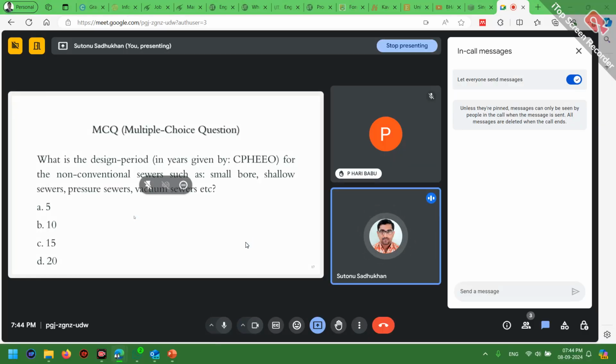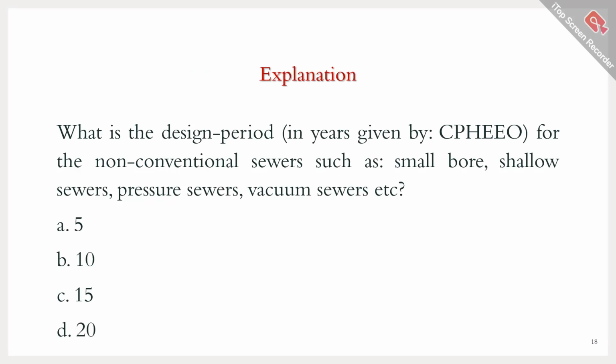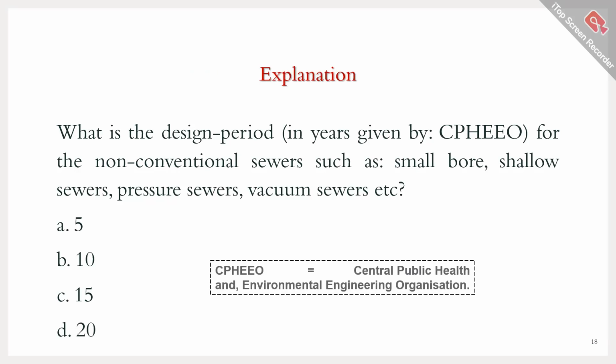Okay, so we'll proceed with the answer. First, the explanation. What is the full form of CPHEEO? It is nothing but Central Public Health and Environmental Engineering Organization. As per their prescriptions, the design period for the non-conventional sewers will be option C, that is 15 years.